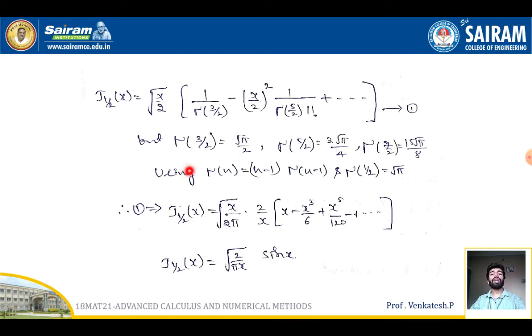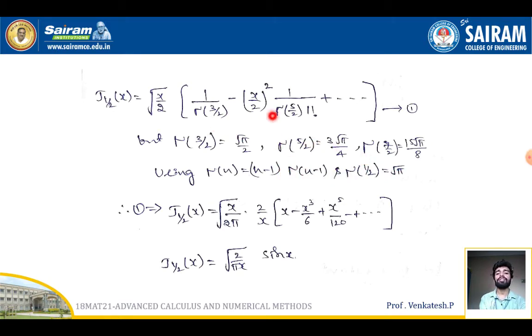Also we have the formula gamma of n is equal to (n minus 1) into gamma of (n minus 1), and gamma of 1/2 is equal to root pi. From this formula only I estimated the values of gamma of 3/2, gamma of 5/2, and gamma of 7/2. For example, if I replace n is equal to 3/2, I'll get (3/2 minus 1) into gamma of (3/2 minus 1). So it will be equal to 1/2 into gamma of 1/2. Gamma of 1/2 is root pi, so I will get root pi divided by 2.